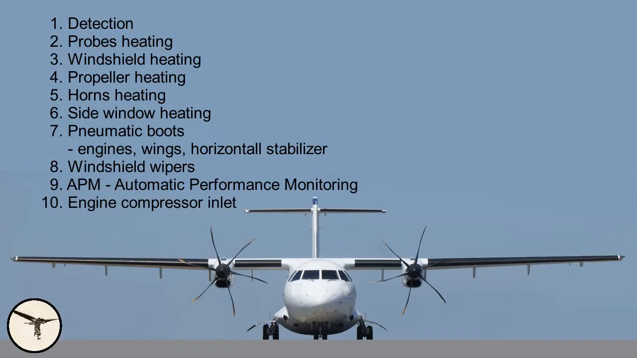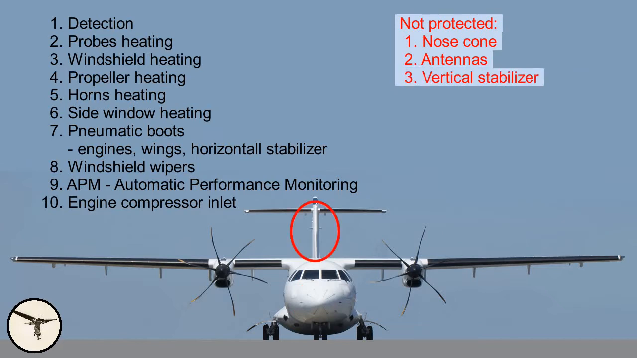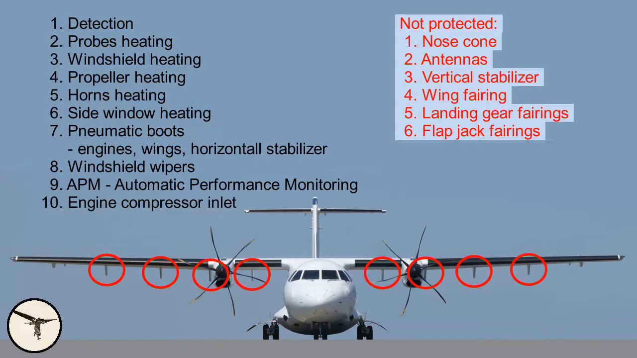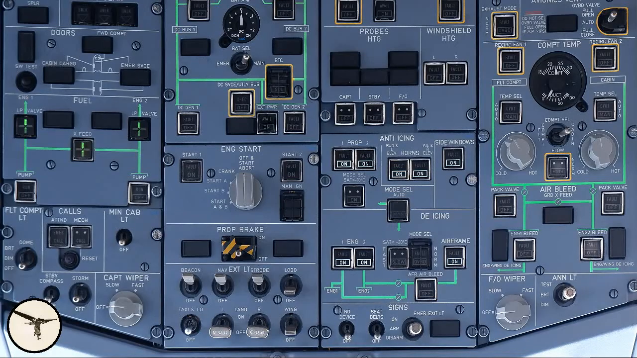The following areas are not protected: nose cone, antennas, vertical stabilizer, wing fairing, landing gear fairings, flapjacks fairings, and propeller spinners. The ice protection systems are controlled from 3 panels on the overhead panel.